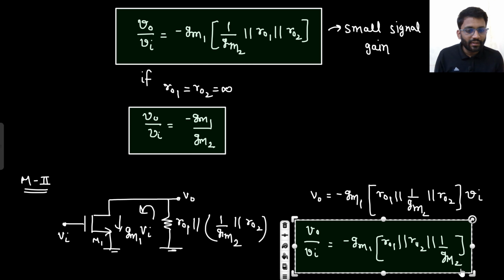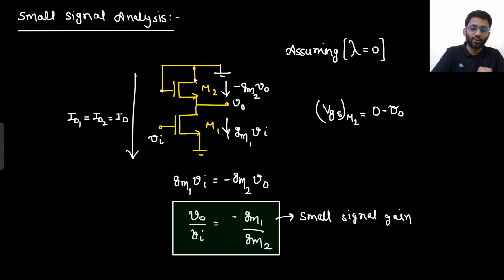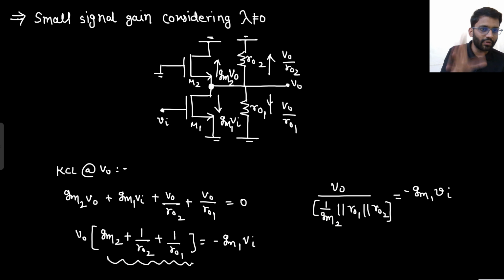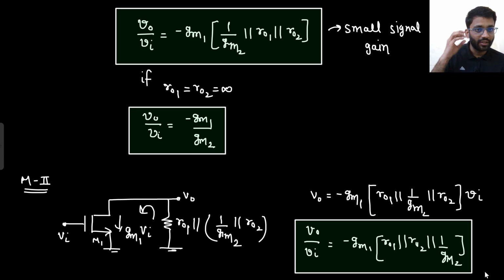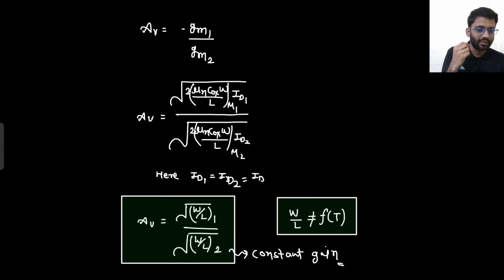In one line only, you will be able to write down the answer once you do enough practice. In the examination, this circuit will be in front of you. From V0 to ground, I see 1 by GM2 parallel with R02 parallel with R01. The current is GM1 Vin, so that current will be flowing through that resistance. So the gain would be minus GM1 into 1 by GM2 parallel with R01 parallel with R02. Within 10 seconds, you will be able to tick mark the answer in the examination. That is my guarantee. I will make you solve 15 to 20 questions, more than this. Every single possible configuration we will be solving, so after that you will be writing the answer very quickly. Are you comfortable with all this?